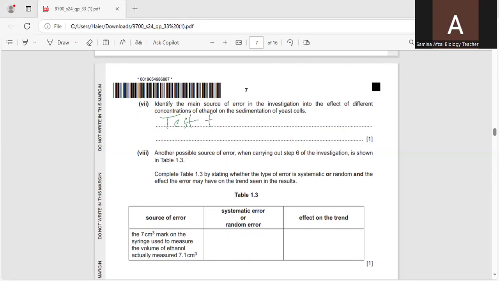I have given more ideas. Test tubes were not left for the same length of time. While you were measuring the time, during measurement, you can make mistakes.